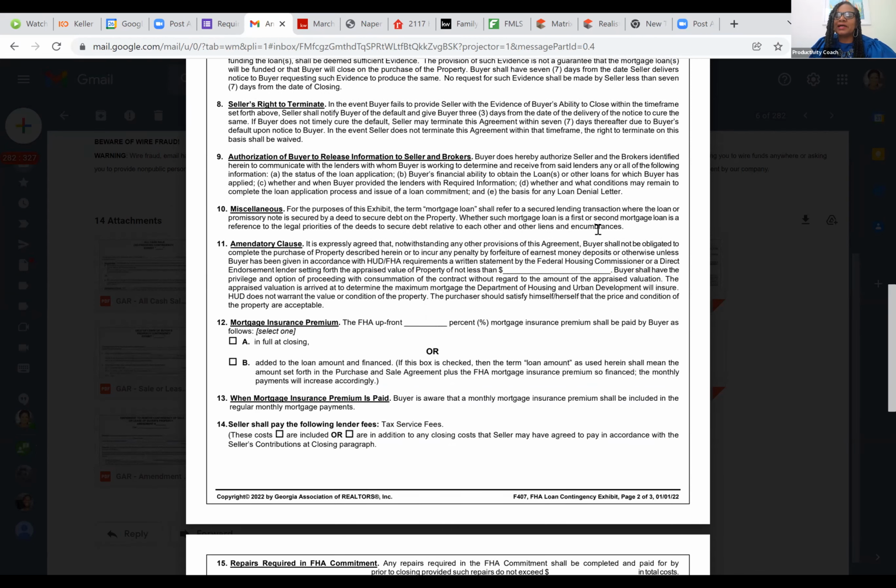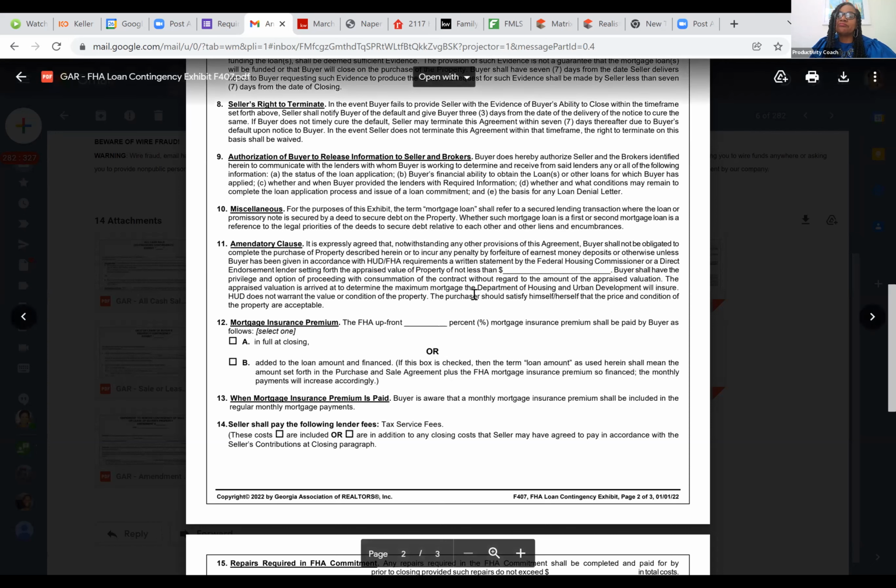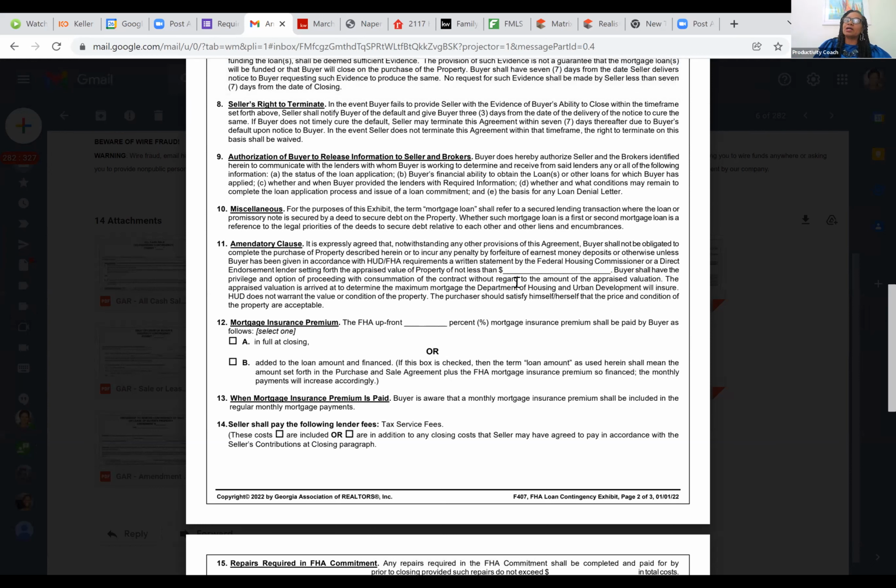Here's where I see agents get into trouble. We put an offer in for $450. The seller counters us at $485. We go on the contract, and guess what is still in here? $450. We forgot to change this to $485. So pay special attention to this.